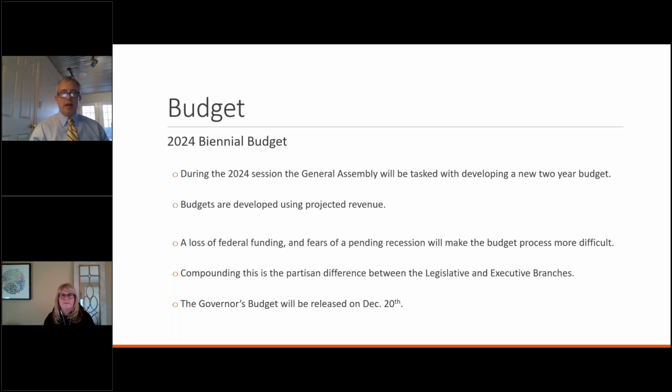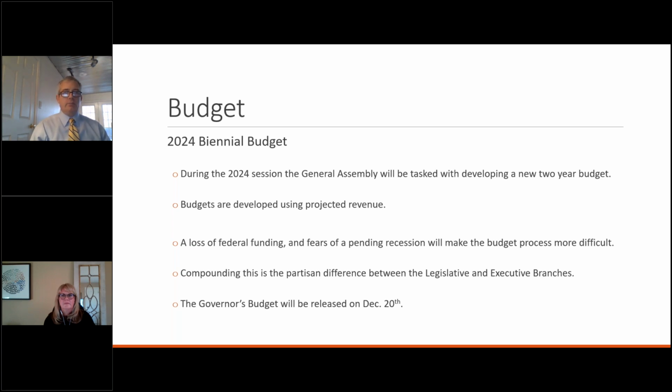So this budget, I think, is going to be really difficult for us to develop, not only because of the fiscal state of the Commonwealth, but also because the legislative branch is controlled by Democrats and the executive branch is controlled by a Republican, Governor Youngkin.